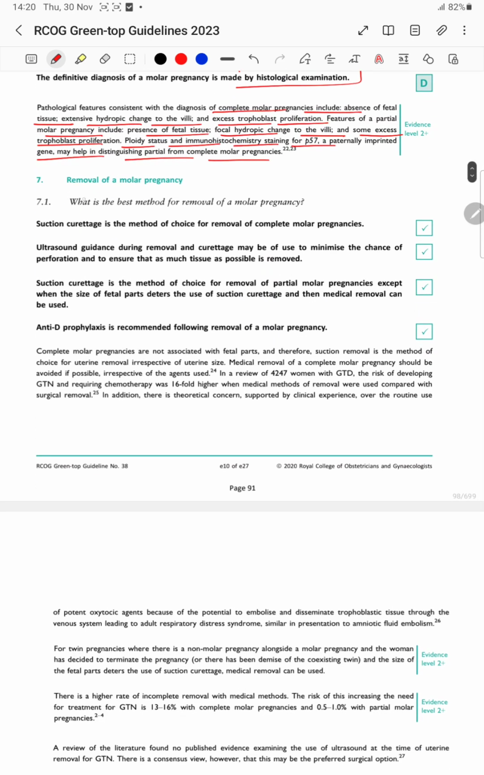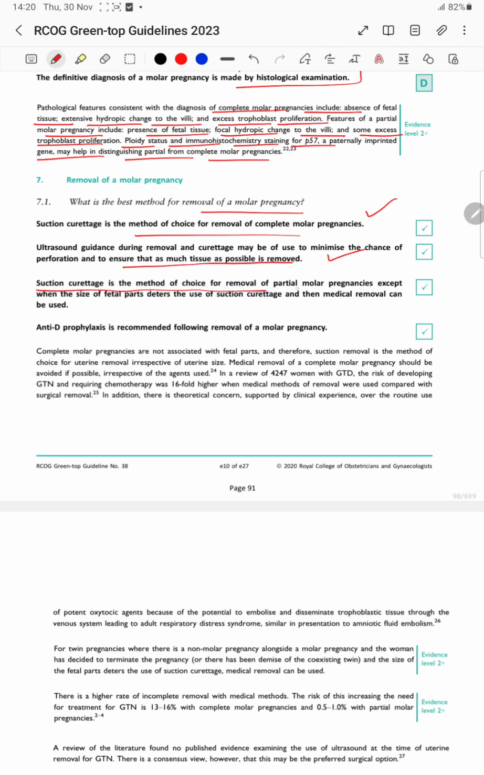The removal of the molar pregnancy. What is the best method for the removal of a molar pregnancy? Suction curettage is the method of choice for the removal of complete molar pregnancies, and ultrasonography guidance during the curettage may be used to minimize the chance of perforation and to ensure that as much tissue as possible is removed.